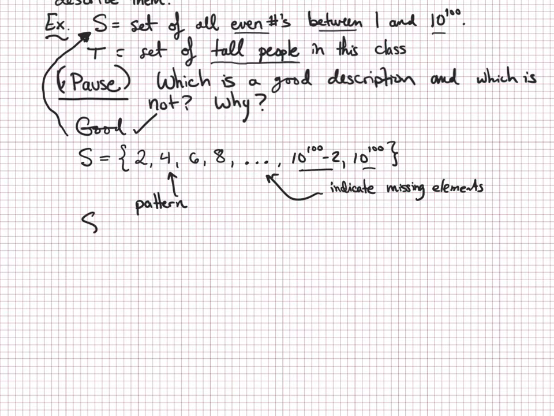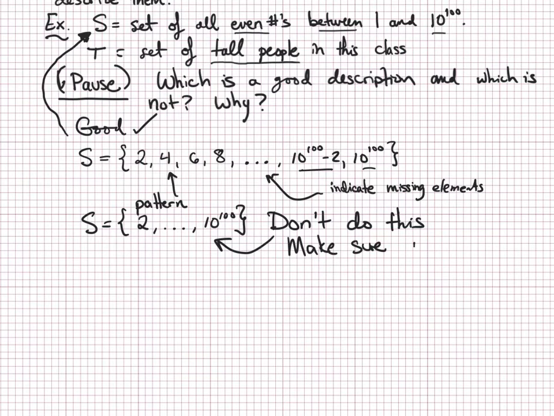Notice, of course, if I was deciding to do a terrible job, then I could also write this, but don't do this. This is completely ambiguous. I've given no indication of what the pattern is. So make sure whenever you use this notation, that there's a clear pattern.